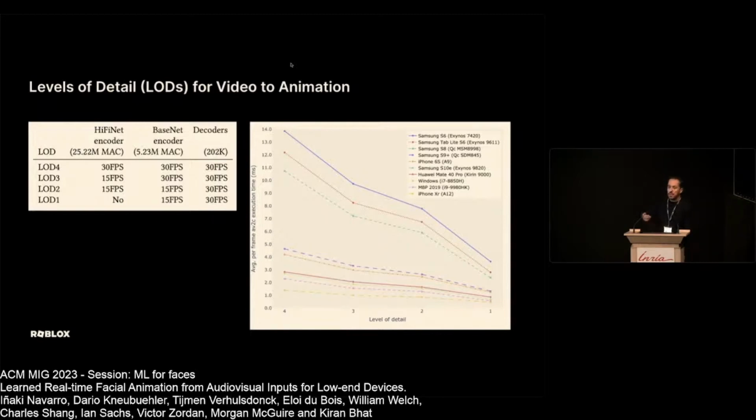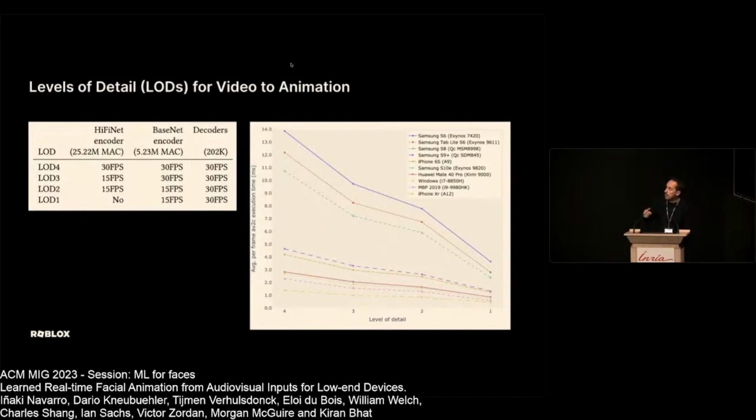Now we can go to LOD3, in which we run HyperNet, but we run it at 15 FPS. We still produce results at 30 FPS by running the decoder twice, running it at 30 FPS, and we reuse the features predicted on the previous frame, so we run only the encoder at 15 FPS. And then we go under 10 milliseconds on the Samsung.